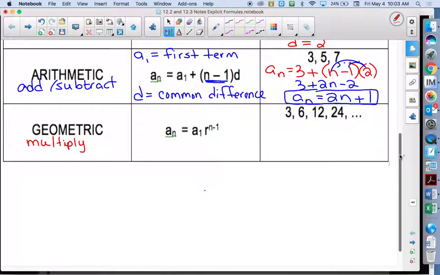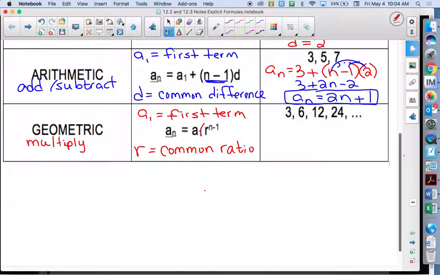Its formula says, again, a sub n, sequence notation. Here's the a sub 1. That's still the first term. So anytime you see a sub 1, that represents the first term. R, in this case, is called the common ratio. A ratio can be written as a colon, it can be written as a fraction. And usually it's a fraction that you're multiplying by, or sometimes a whole number that you're multiplying by. So the value that you're multiplying by is the R, that's called the common ratio.